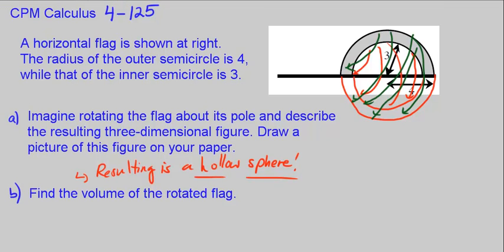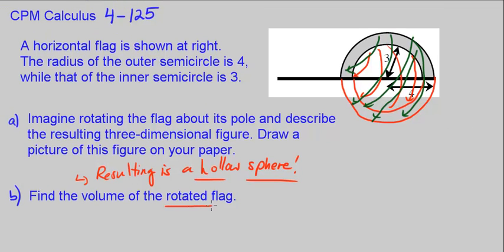All right. So part B says find the volume of the rotated flag. So we know the volume of a sphere is 4/3 pi r cubed. Well, the volume of this sphere is going to be the entire sphere's volume, subtract out the little volume inside, and we're going to get just the volume of our actual sphere material. So it's going to be 4/3 pi r cubed, where r is the outer radius, minus 4/3 pi r cubed, where r is the inner radius.